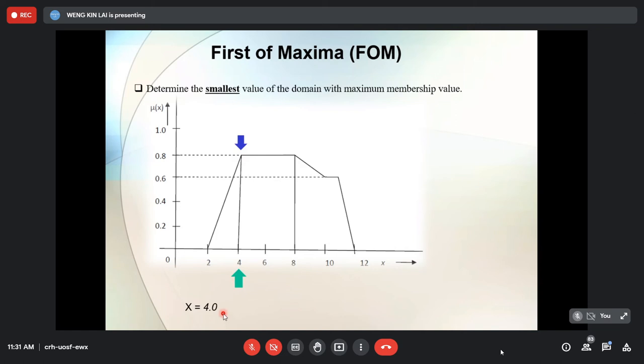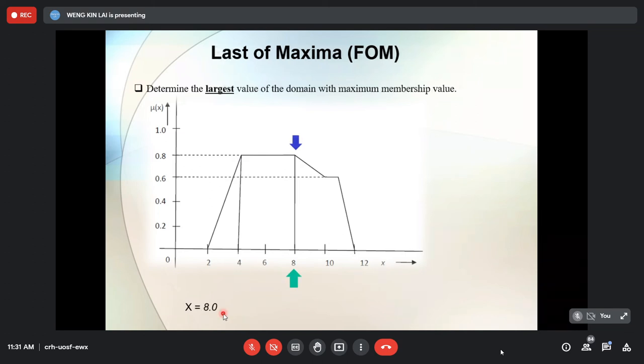So that is the advantage of this. Very fast, but of course, I suspect this one gives you quite a large error. Of course, the flip side is you pick the last of the maximum. Same thing as at the beginning, but instead of the two values of the largest membership, you pick the largest one, which is 8 over here. So if you use this method, you get 8, and with the earlier method, you get a 4.